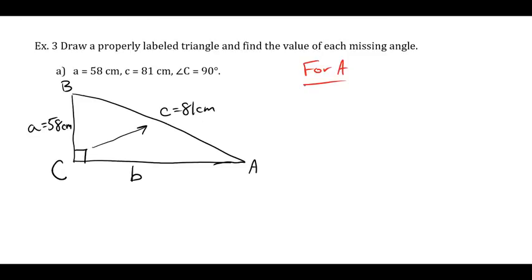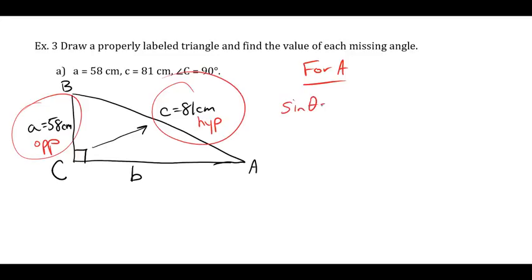If I'm using A, here's the hypotenuse, and here's opposite. Those are the two that I have. So I'm using sine. Does everybody agree? Sine theta is opposite over hypotenuse. So sine of A, right? Because A is what we're looking for. That also helps for clarity. Okay, go ahead. Finish that one off.